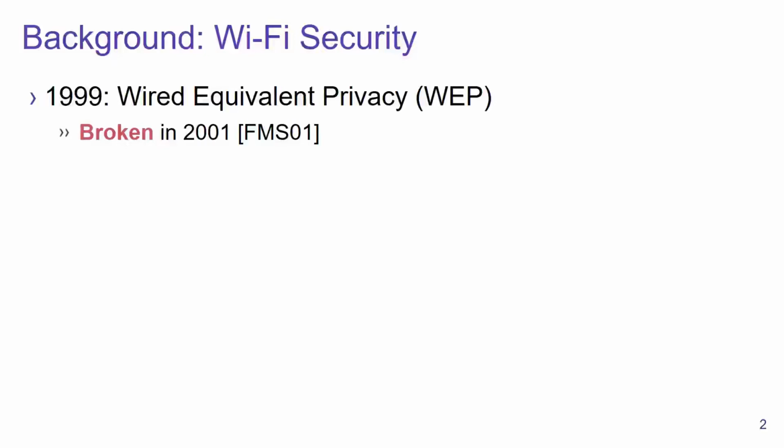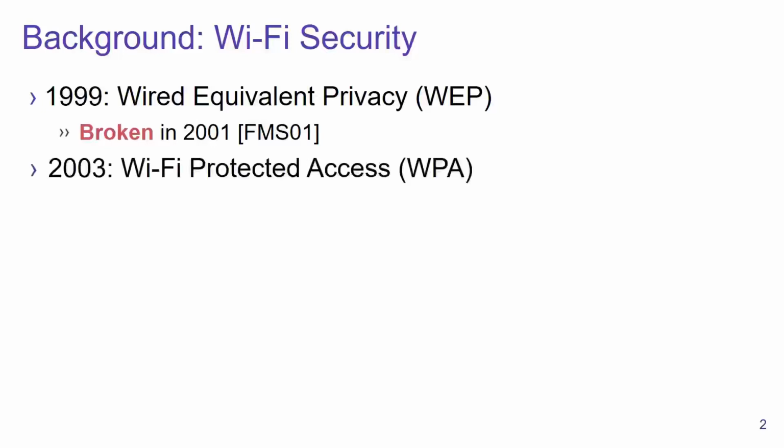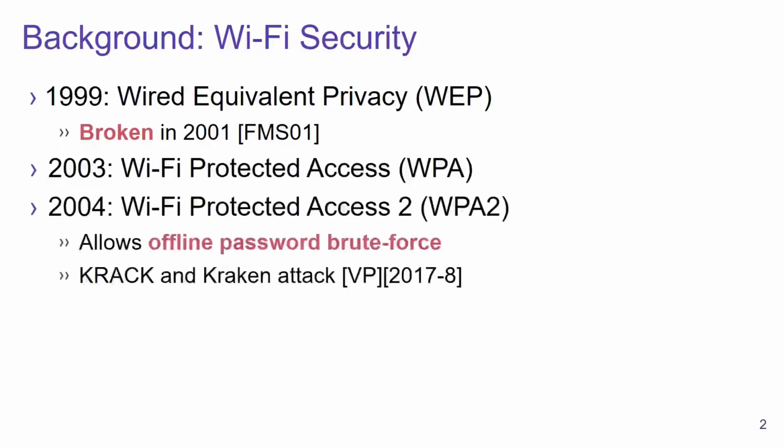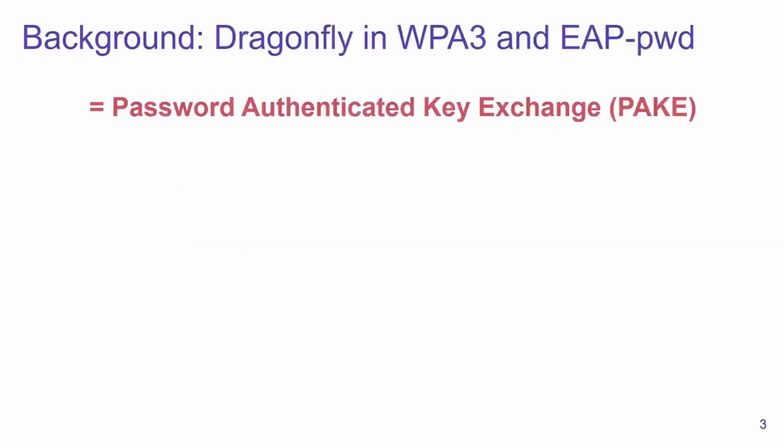Unfortunately, this protocol was quickly shown to be completely broken, and in response to this, they released WPA, which was based on a draft of the IEEE standard. Once the IEEE standard was finalized, the Wi-Fi Alliance released WPA2. Unfortunately, this algorithm is vulnerable to offline password brute force attacks, and recently it has also been shown vulnerable to key reinstallation attacks. In response to these two weaknesses, WPA3 was released, which internally uses the Dragonfly handshake.